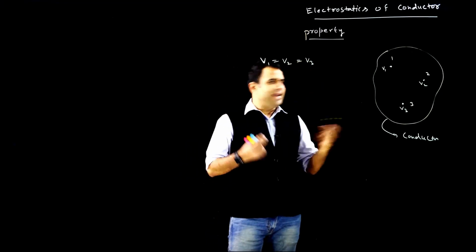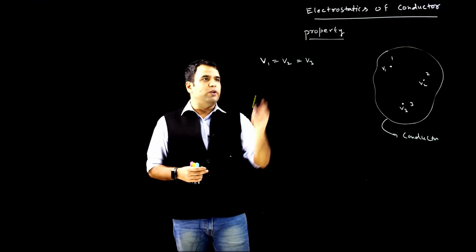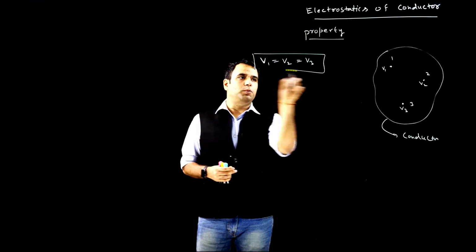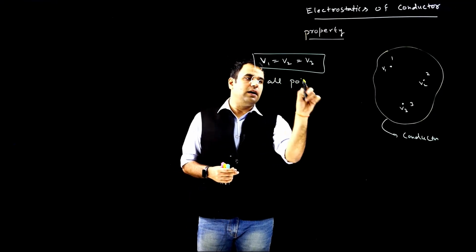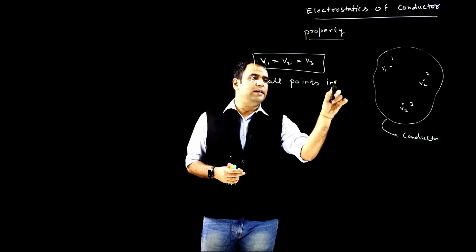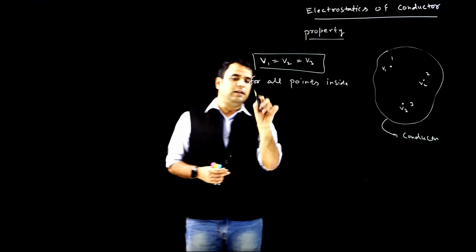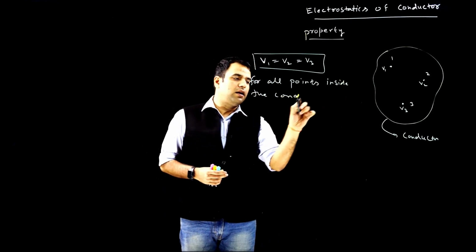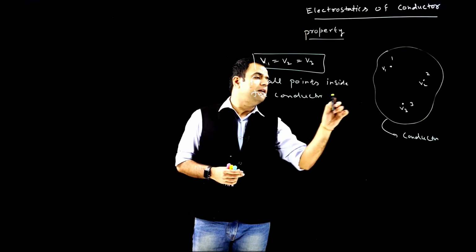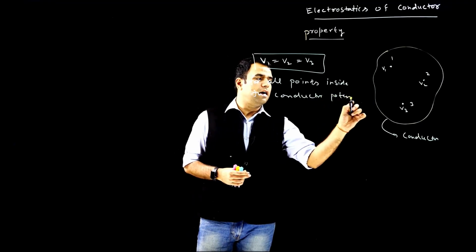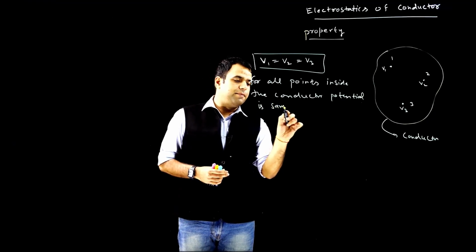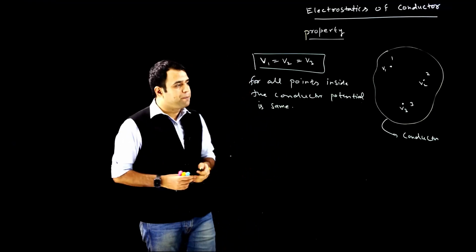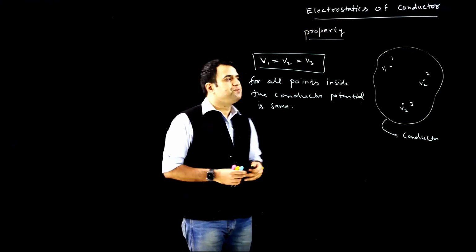Or you can say for any point inside the conductor, when you calculate the potential, that comes out to be the same. So for all points inside the conductor, potential is the same. That's the thing. That's the property. Now let's prove it.